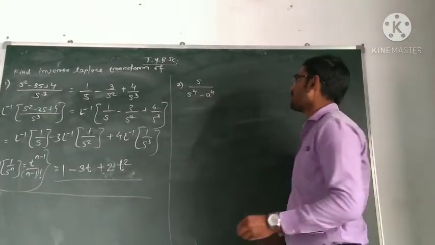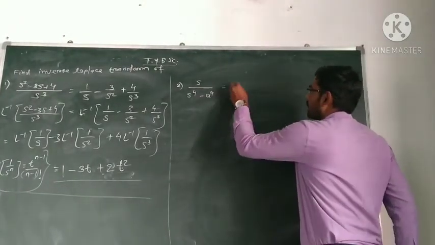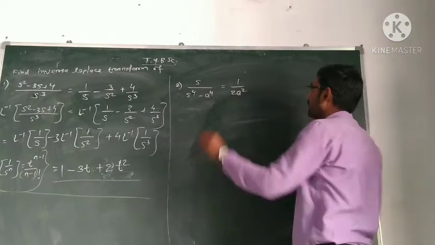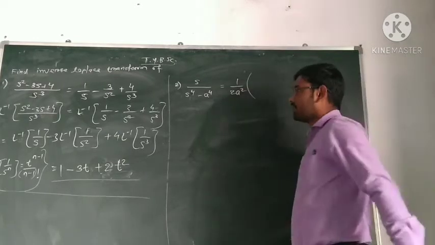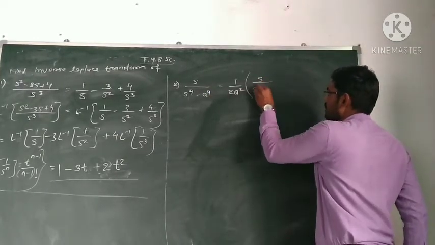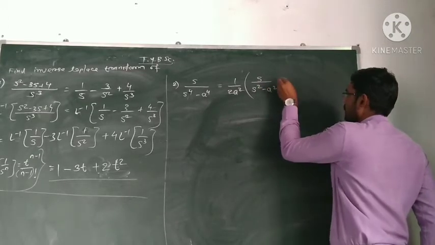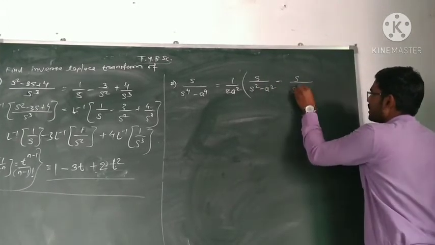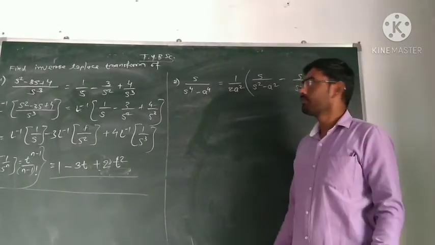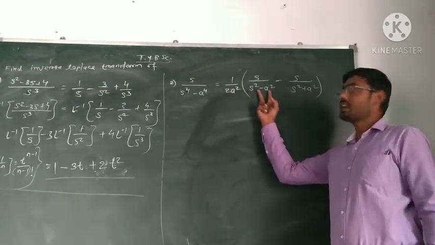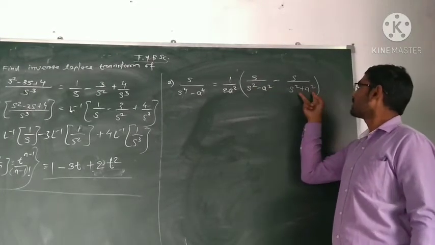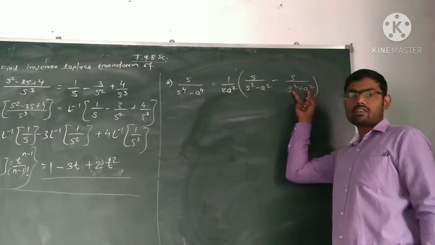Now you can check that s upon s⁴ − a⁴ can be written as 1/(2a²) times, in brackets, s/(s² − a²) minus s/(s² + a²). Now this is the Laplace transform of some elementary function, s/(s² − a²). This is also the Laplace transform of some elementary function.